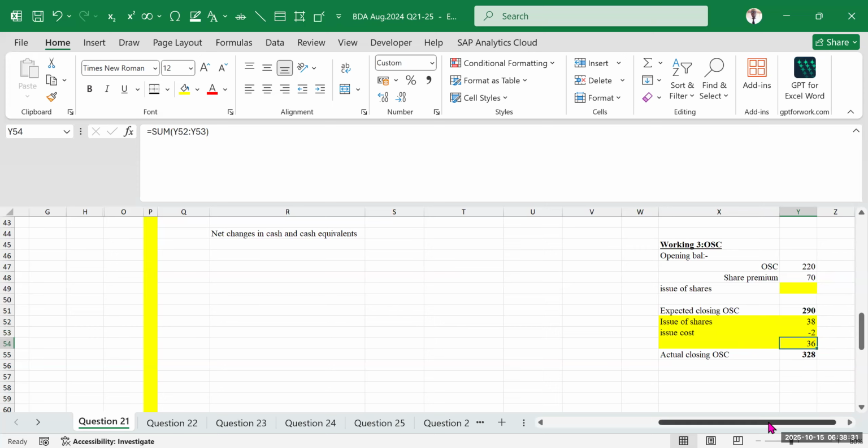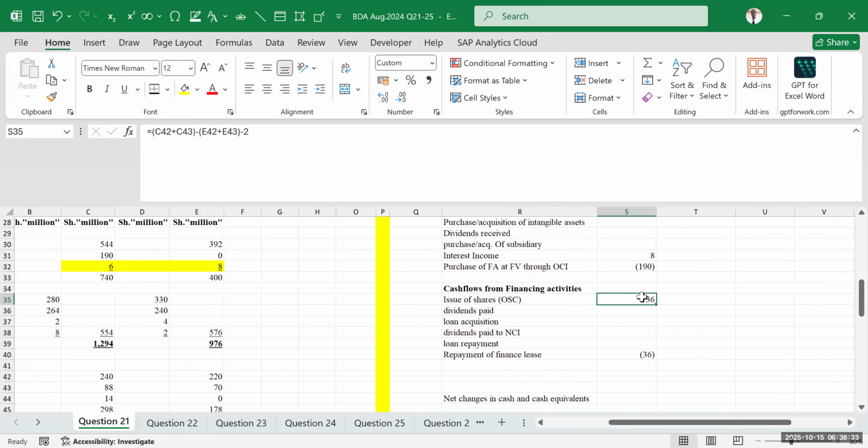It is 36 million. It is the same 36 million that I got when using the first approach. So choose whichever approach is easier for you.